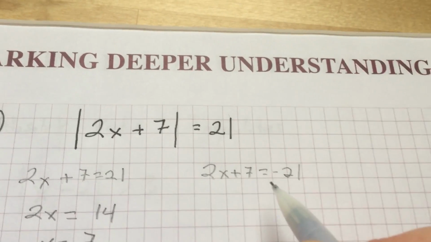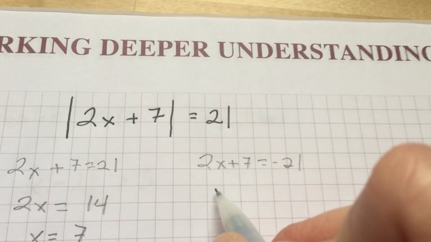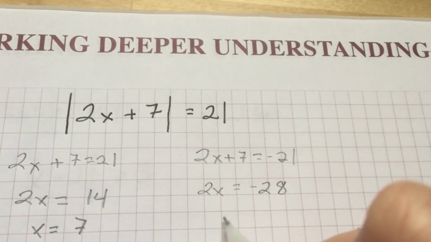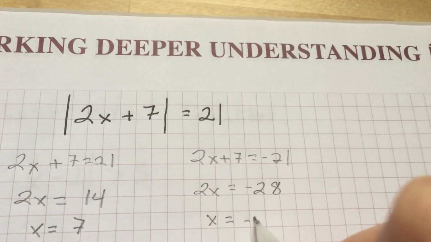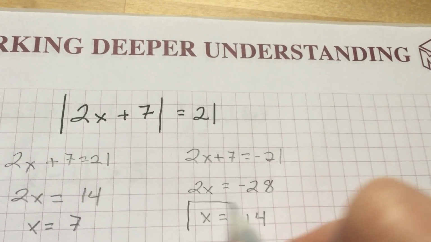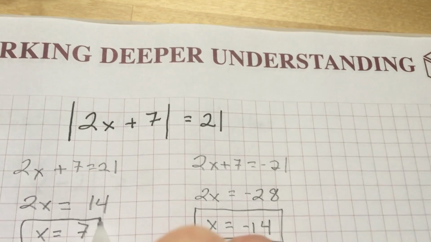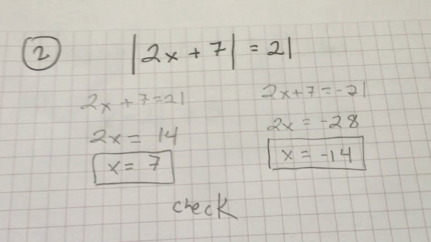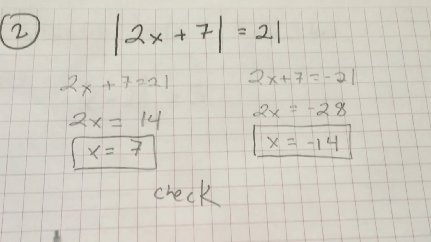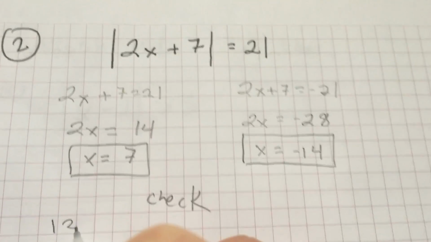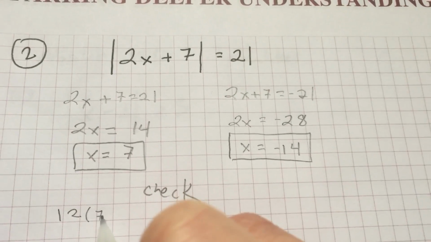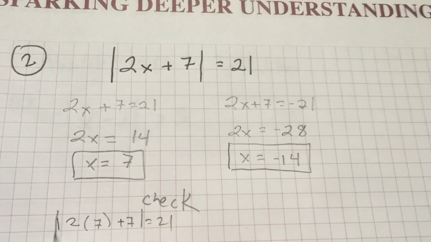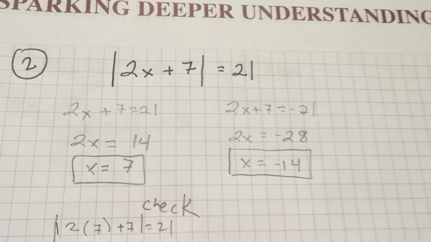Over here, we'll do the same exact thing. Subtract 7 from both sides, so 2x should equal 28, and x is equal to -14. So again, two answers. And we can quickly check our work right here. The absolute value of 2 times 7 plus 7 is equal to 21, so 2 times 7 is 14.